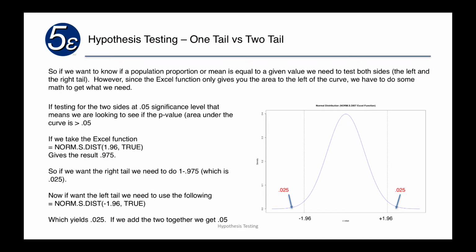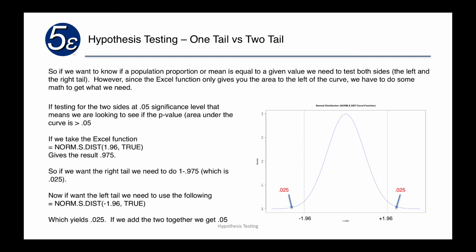So if we want to know if a population proportion or mean is equal to a given value, we'll need to test both sides, the left and the right tail. Again, because we're looking for equality. If it's equal to, it should be very close to the mean on both the left and the right side. But since Excel only gives us a function for the area to the left of the curve using a standard normal distribution, we have to do a little math.